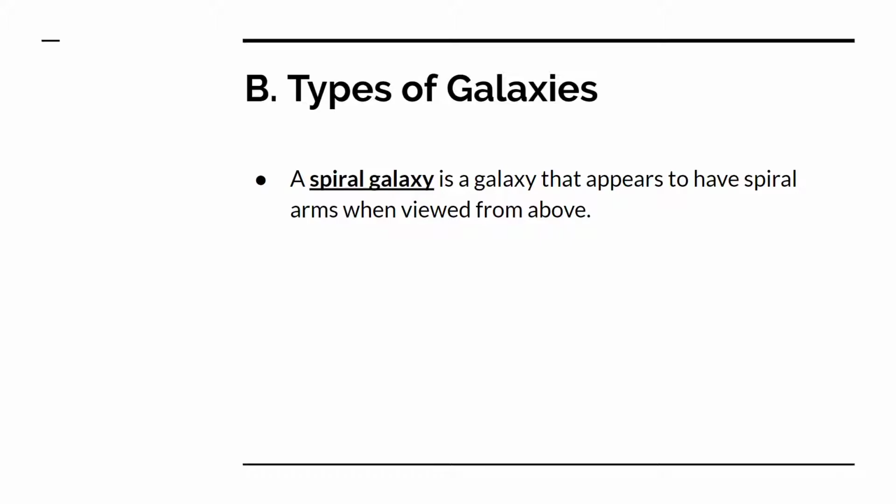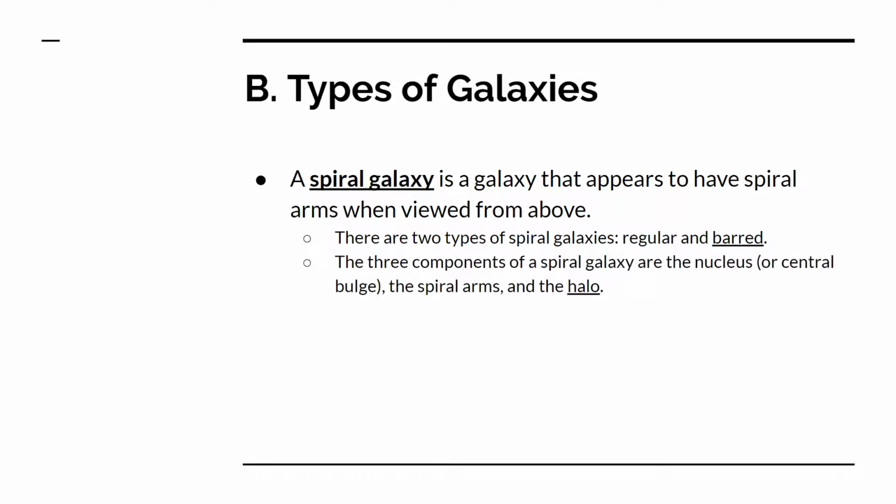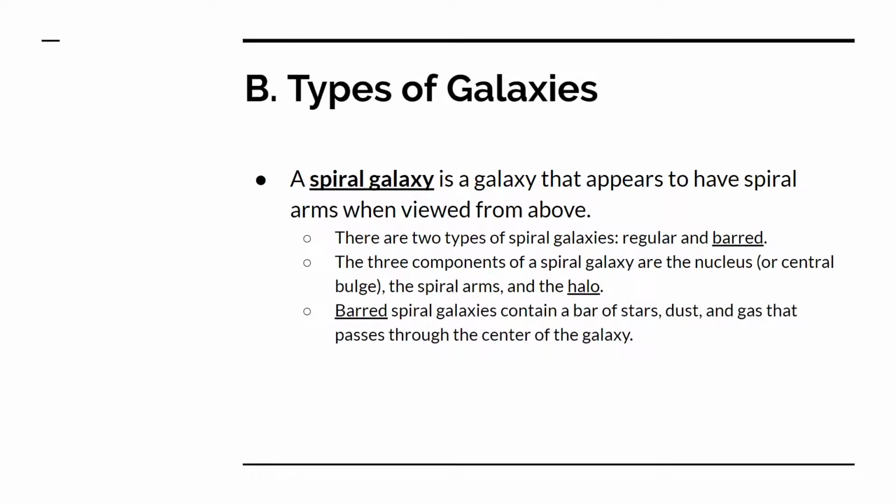So these billions of stars can have a bunch of different shapes. One of them can be a spiral galaxy. Surprise, surprise, the spiral galaxy looks like a spiral if you view it from above. Within these galaxies, there's two kinds. There's a regular and a barred. And they have these three parts that make them. They have the central bulge, the spiral arms, and the halo. And if it's a barred one, that just means the central bulge is kind of like a bar instead of a circle.